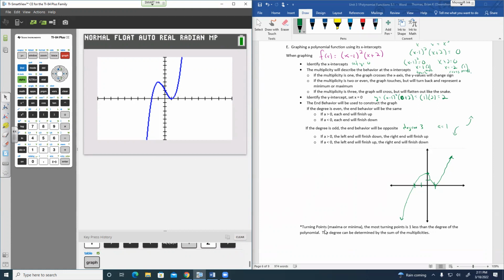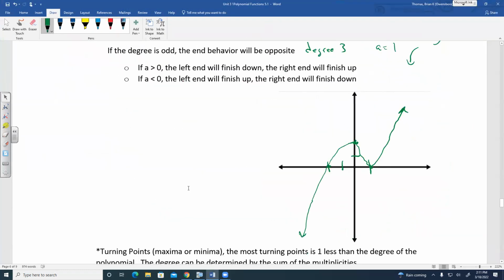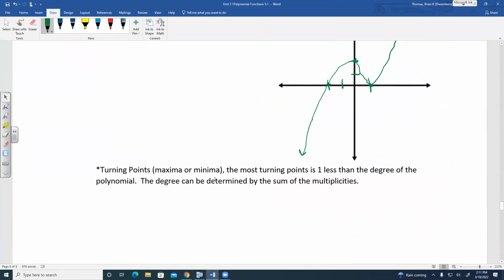So keep in mind, the turning points are also called maximums or minimums. So if you notice here, our graph has 2 turning points. This would be considered a local maximum, and this would be considered a local minimum. The most turning points is always going to be 1 less than the degree of the polynomial.